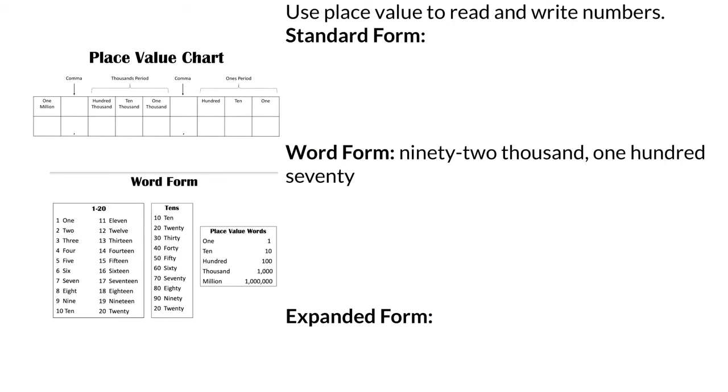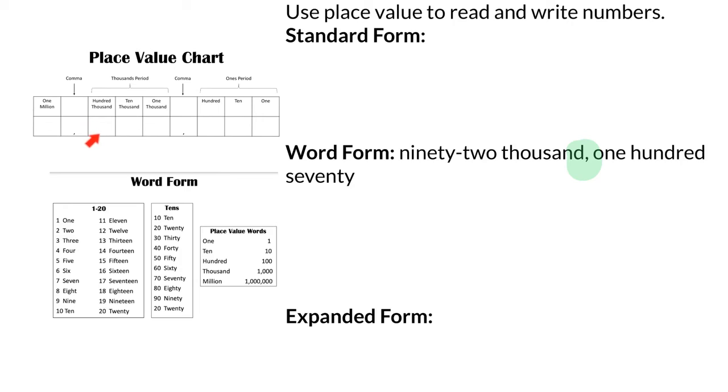So let's practice. We're going to use place value to read and write numbers. If we look for clues, we don't have the standard form yet. We don't have the expanded form, but we do have the word form. A little trick is to make sure you look for the commas. When we see the commas, we know that we're going to have 2 different periods, before and after the comma.